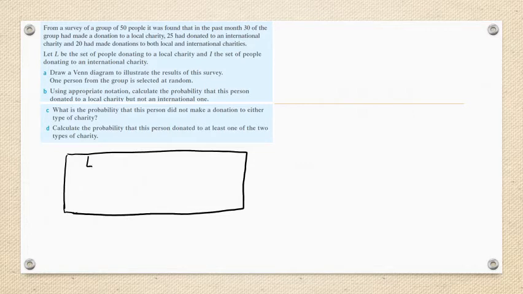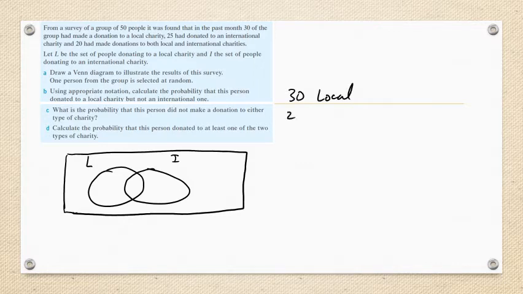So we have local charity, and we have international charity. Make your diagram sufficiently big so you can actually put all this stuff in. Alright, we had 30 for local, 25 for international, and then 20 for both. So let's start with the simple one, put 20 in the middle. Now these numbers actually cater for the ones that have done both.